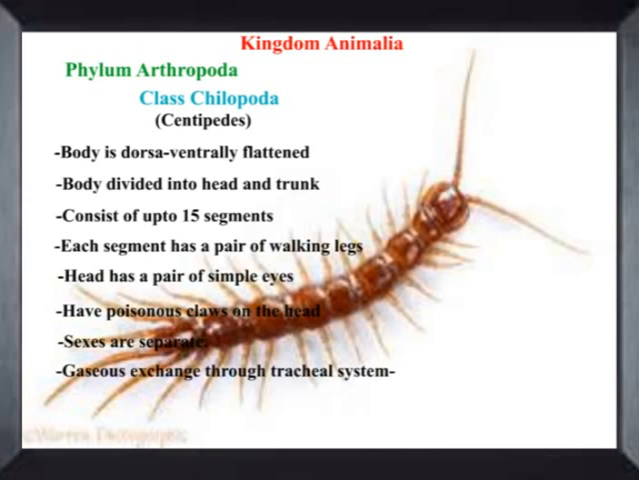Gaseous exchange in chilopods occurs through the tracheal system, and the sexes are separate. Centipedes are carnivorous and terrestrial, mainly living in moist places. They are common in ant hills where they feed on the ant larvae.